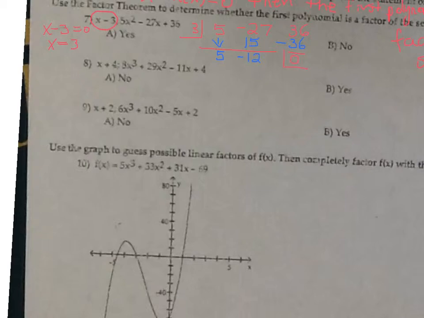It is 0. So since the remainder is 0, then x minus 3 is a factor of the second polynomial. Okay. Any questions on checking to see if they're factors? So far, so good. Okay, now go ahead and try number 8 and try number 9. And determine if they are or they're not factors, please.